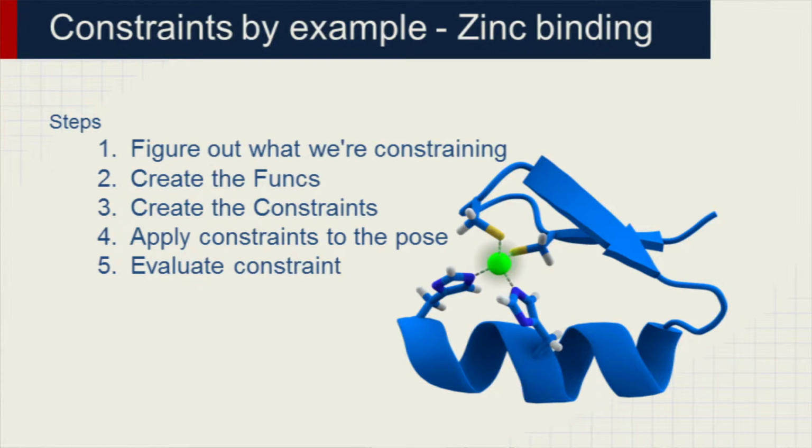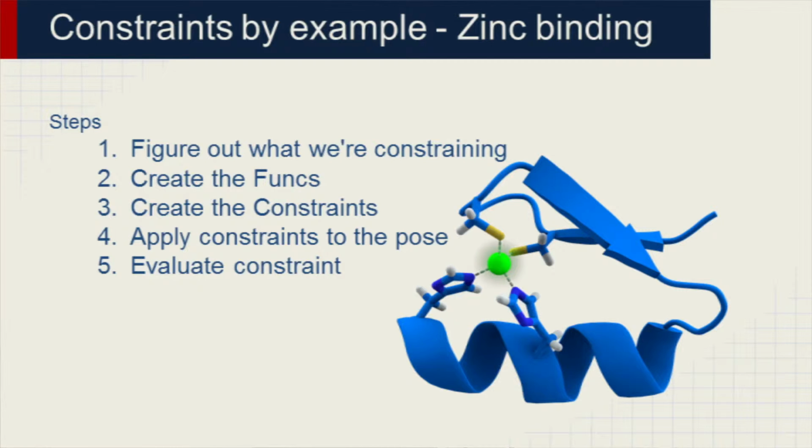So in the lab today, we're going to be working with constraints, and we're specifically going to be working with constraints to a metal ion. Some of this metal binding constraint setup has been added to Rosetta recently as an automatic setup. But for the purposes of this lab, we're going to be doing a manual setup of metal binding constraints.